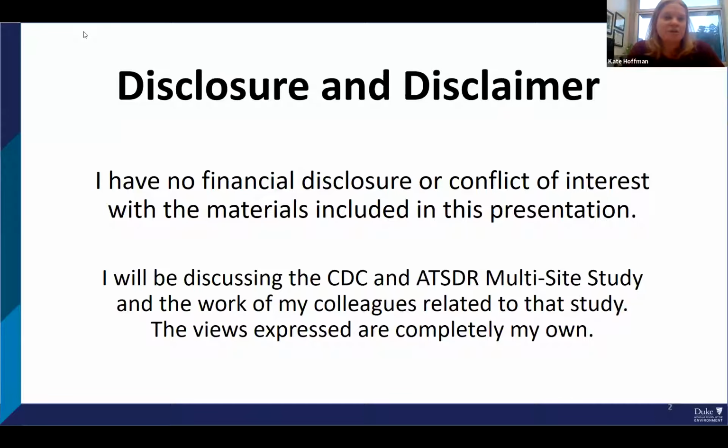But before I do that, I just want to acknowledge that I have no financial disclosures or relevant conflicts of interest with the materials included in this presentation. I will be discussing the CDC and ATSDR multi-site study and the work of my colleagues related to that study. The views expressed are completely my own. I'm not currently involved in any CDC and ATSDR multi-site study projects.